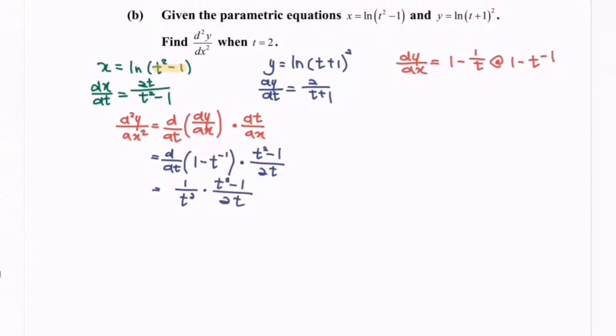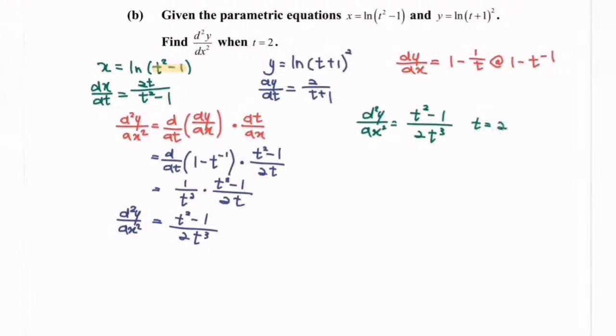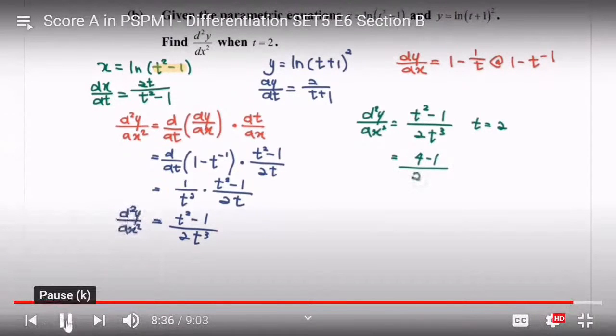So the second derivative will be equals to t squared minus 1 over 2t cubed. So kindly refers to the question. The question asks us to find the value for the second derivative when t is equals to 2. So now we have the second derivative equals to t squared minus 1 over 2t cubed. Substitute the value of t, which is equals to 2, and we will have 2 squared, which is 4 minus 1 over 2. Boleh? Boleh faham ah?